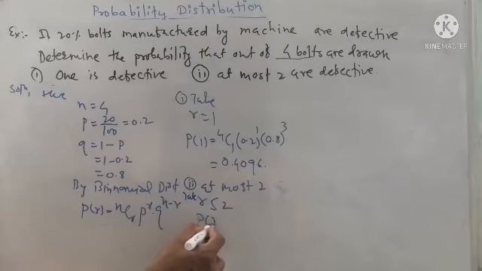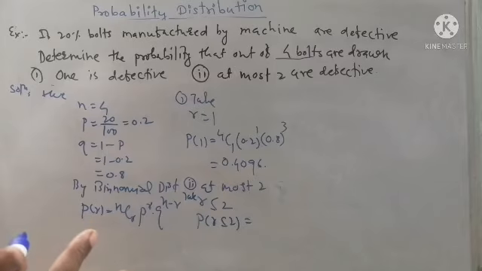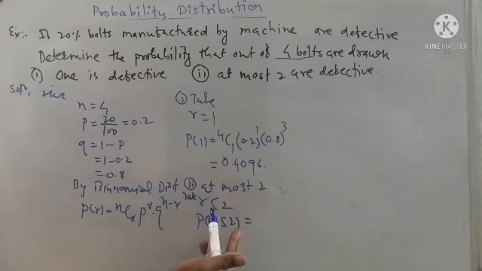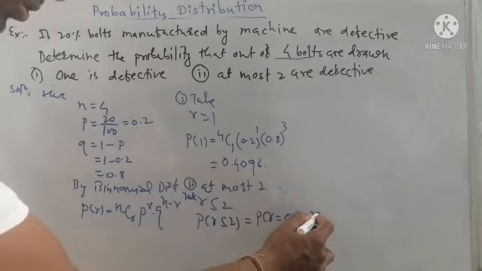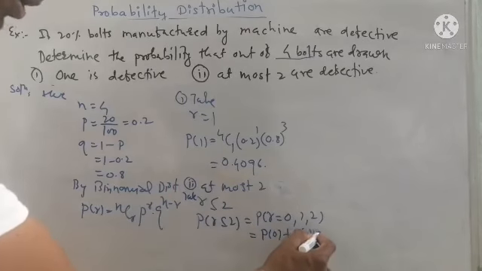So P of R less than or equal to 2, we can define it using the complement, but using the complement we have to find the value of 1 minus P of R greater than 2. That means R has values 2, 3, 4 here. So again there are a number of values of R, so we use directly P of R less than or equal to 2, means R has values 0, 1, 2. Now these are independent events, so we have to take P of 0 plus P of 1 plus P of 2.